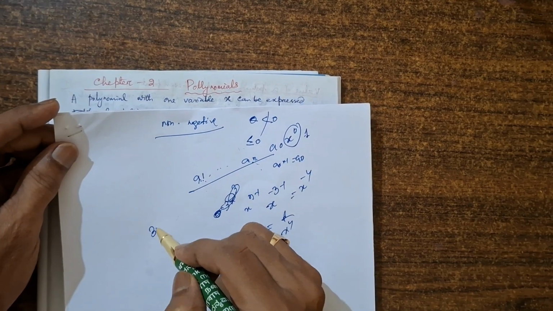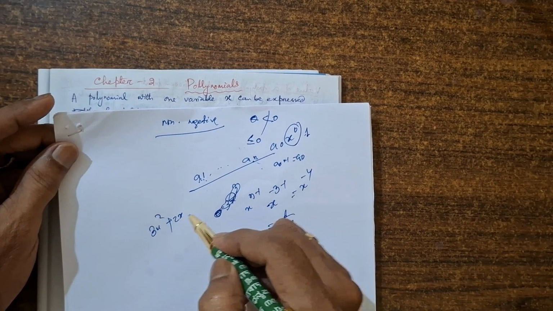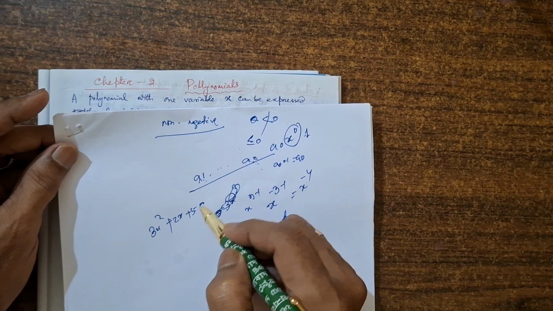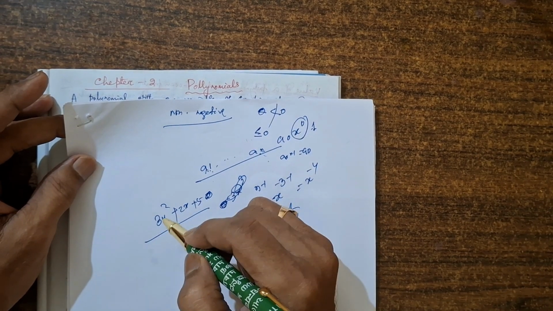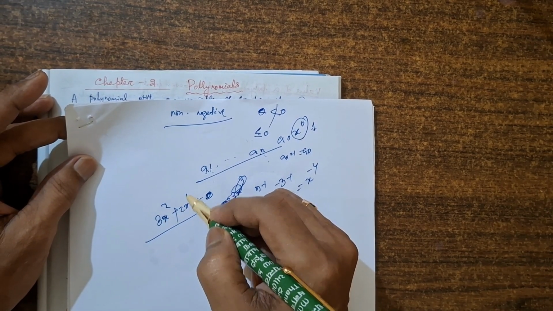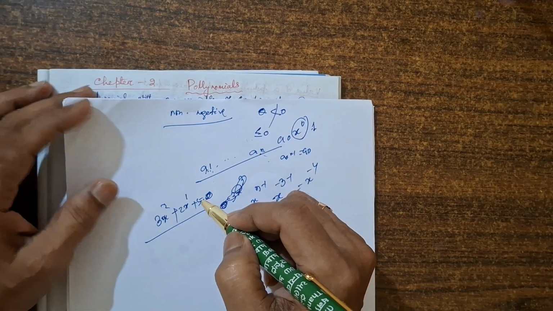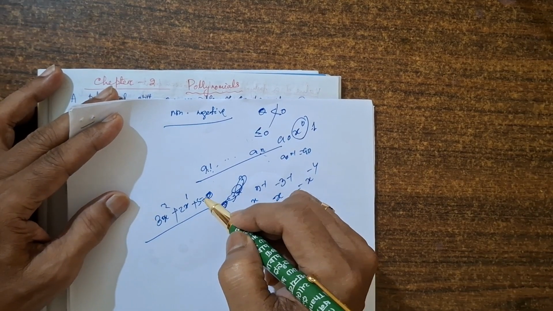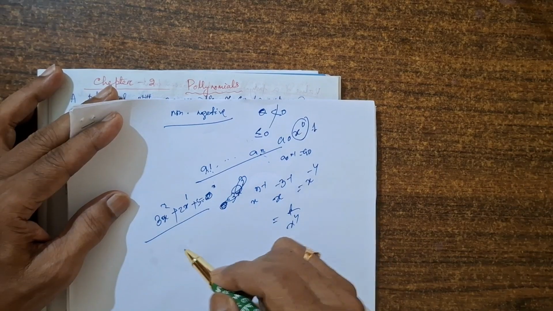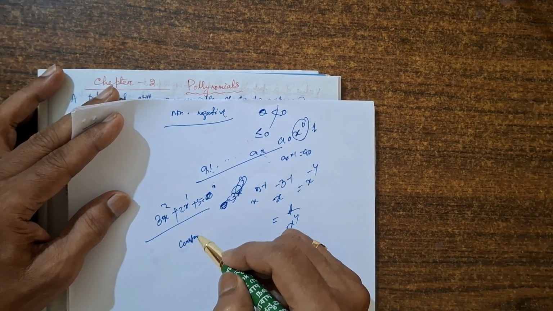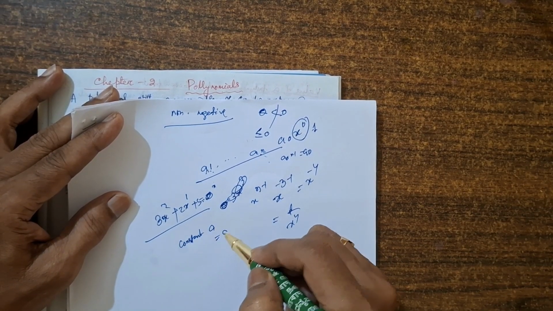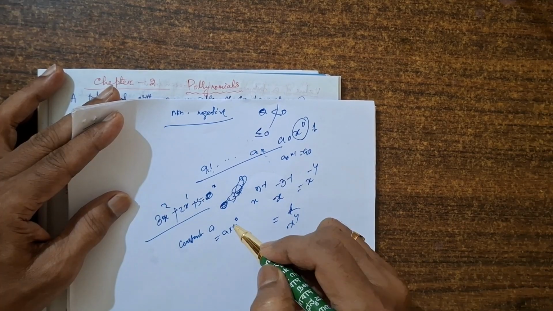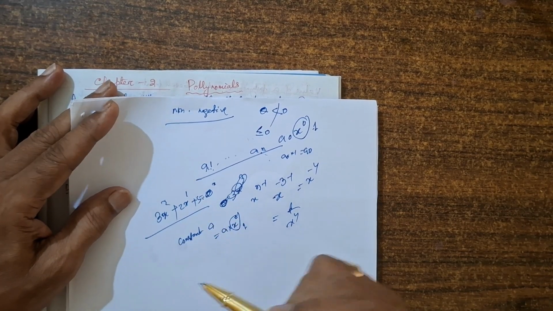Suppose 3x^2 + 2x + 5. Here the power is 2, here the power is 1, and the free term, the constant term, means the power is x to the power 0. Any constant a is equal to a into x to the power 0. x to the power 0 is 1, so it is not mentioned here.